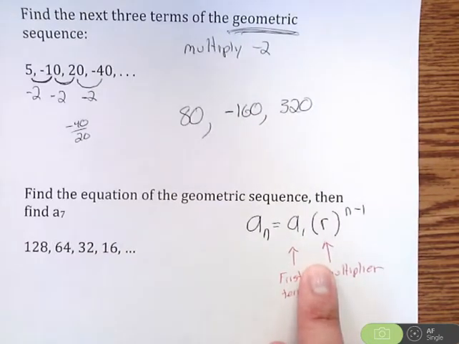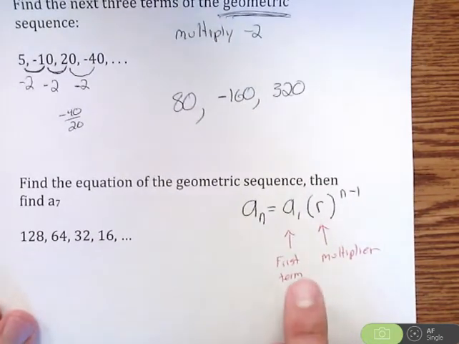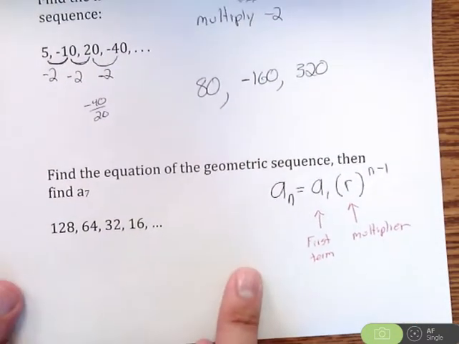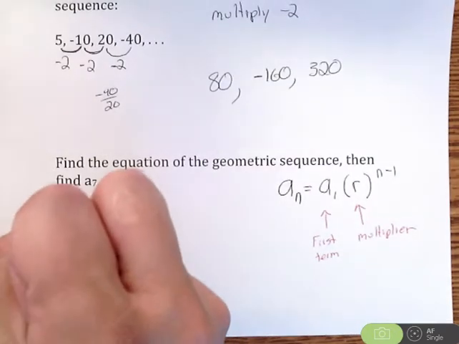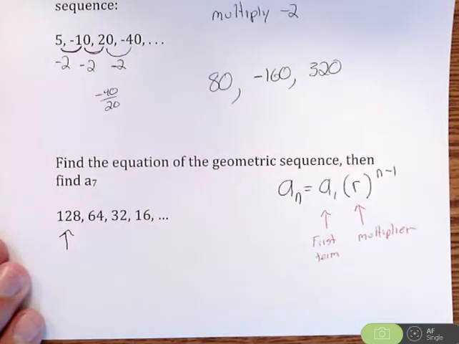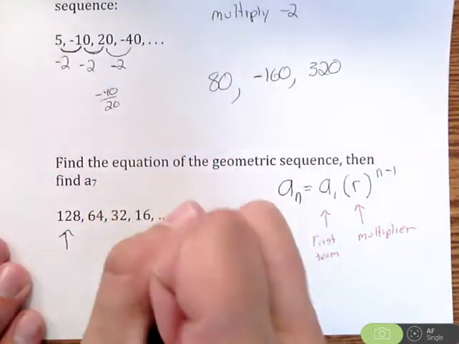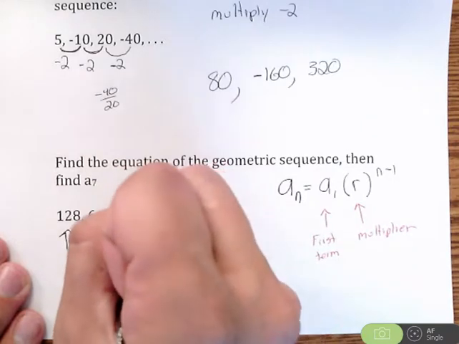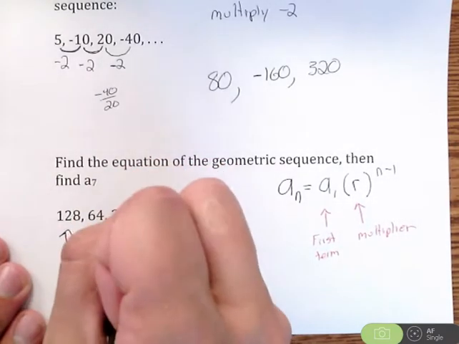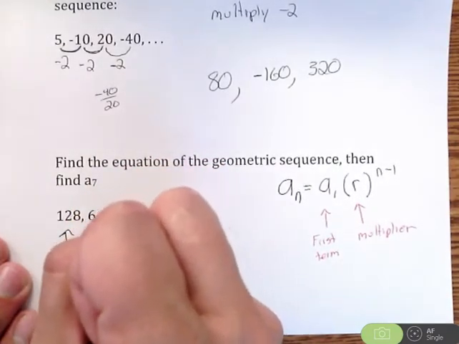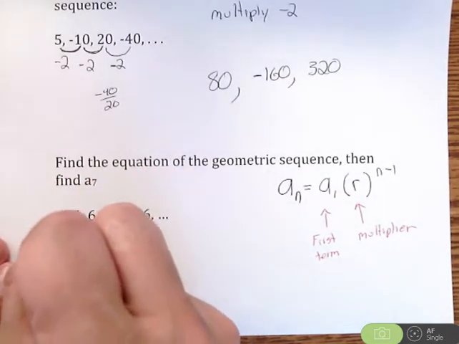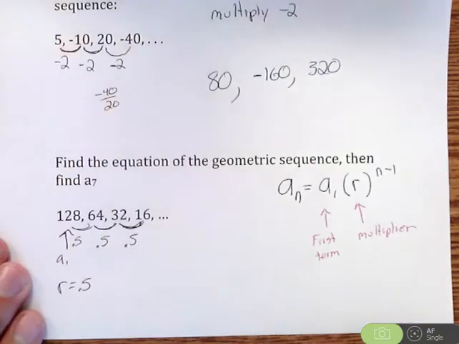Why is this important to us? The two things I care about is I want to know what the first term is and know what the multiplier is. So looking over here, I know the first term, right there, it's 128. I just got to figure out the multiplier. So again, I like to work my way right to left. 16 divided by 32 gives me 0.5. 32 divided by 64, 0.5. 64 divided by 128, 0.5. So I know my r is 0.5 and I found my A_1.